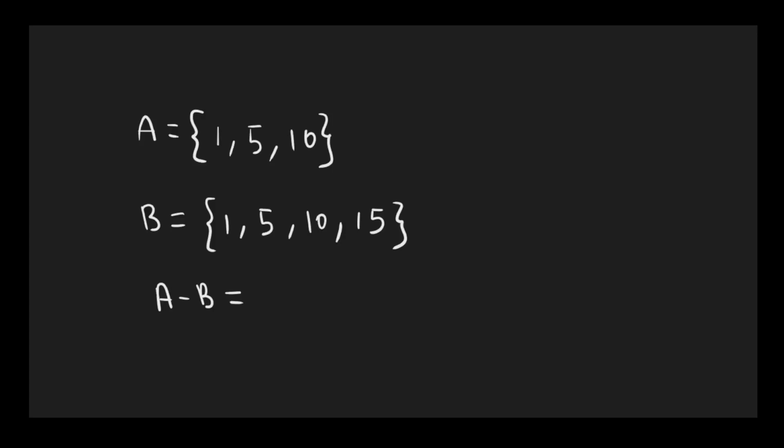In this case, B contains everything that A contains, because A is a subset of B. So we have to remove 1, 5, and 10 from A, and so we are left with the empty set.